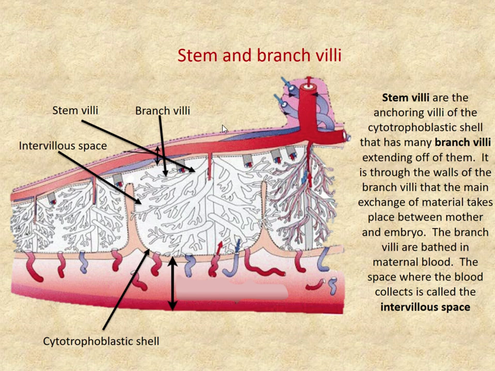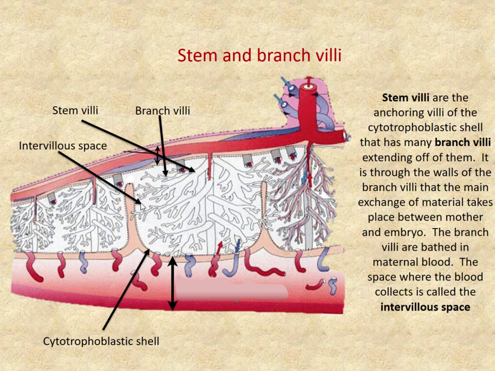As you get these arteriovenous branches that form and get bigger and bigger, you end up having larger and larger villi. So the largest villi are these ones depicted here. They're called stem villi, and they are going to connect to the plate that the embryo and fetus make. That's called the chorionic plate. And off of the stem villi are lots of little tiny projections called branch villi, and those are the ones where most of the exchange is going to actually take place.